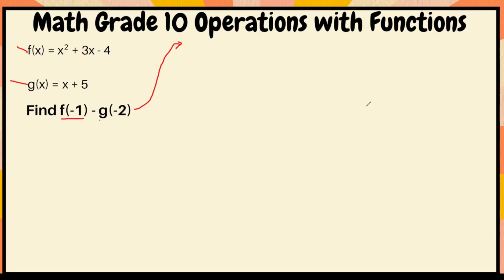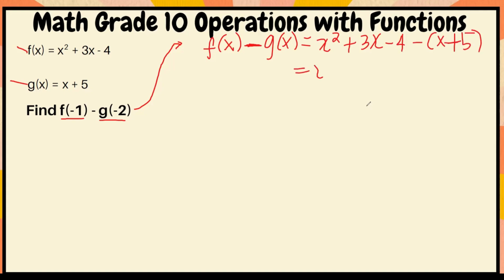So f of x minus g of x, right? So f of x minus g of x. So we have x squared plus 3x minus 4, then minus, or subtraction. So be careful with the sign. Minus x plus 5. So therefore, it will change into x squared plus 3x minus 4 minus x minus 5. Okay? Then we can what? Simplify. We can simplify this one because they have similar terms and also the constants.